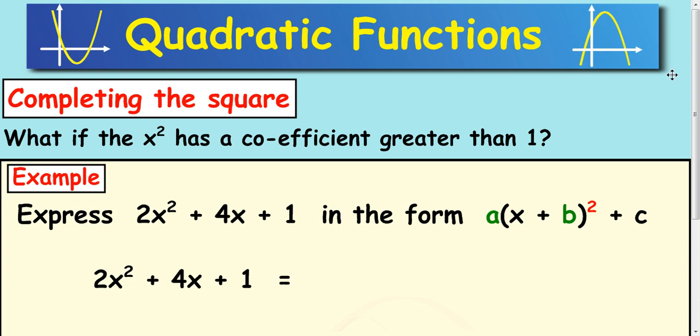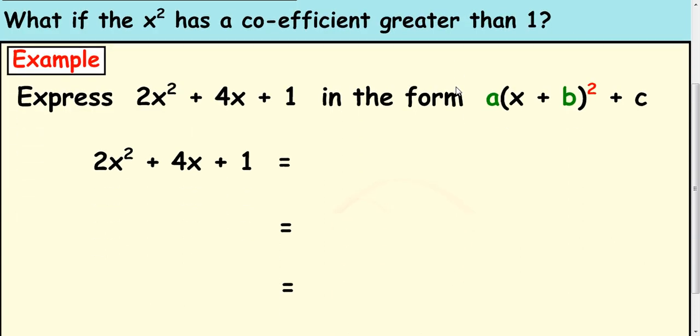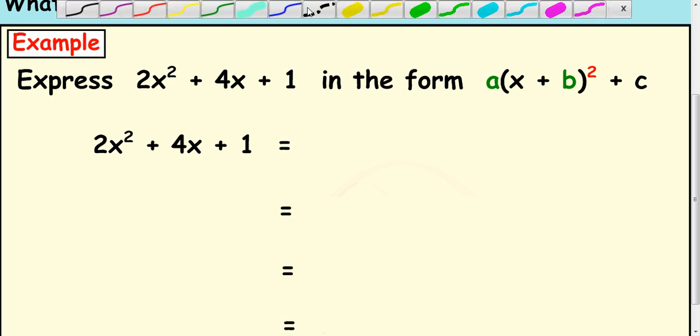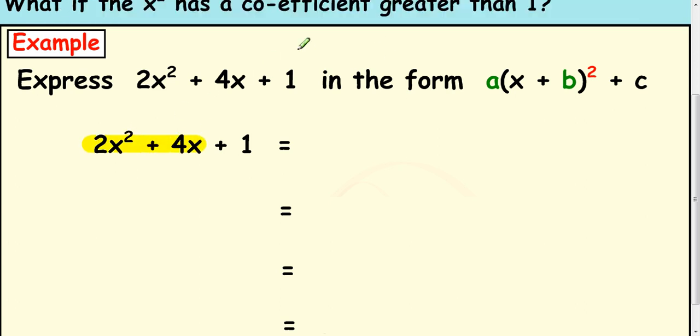In this lesson we're going to look at completing the square with the x squared coefficient greater than 1. This is a bit trickier than other examples, but if you follow these rules you'll do it dead easy. Okay, first thing we want to do is look at these first two terms and take out a common factor, therefore reducing the x squared term to a coefficient of 1.